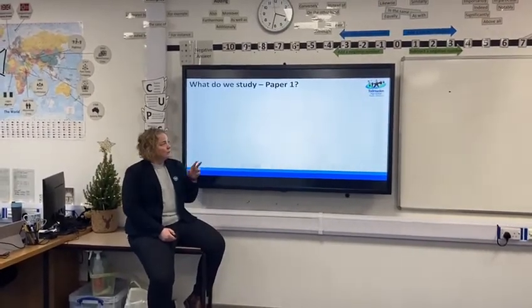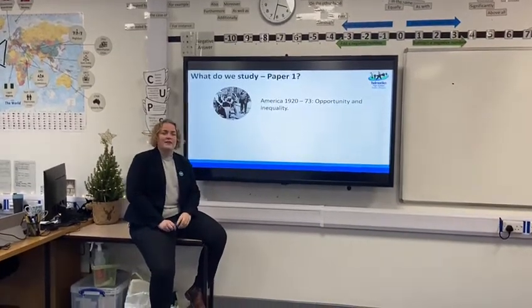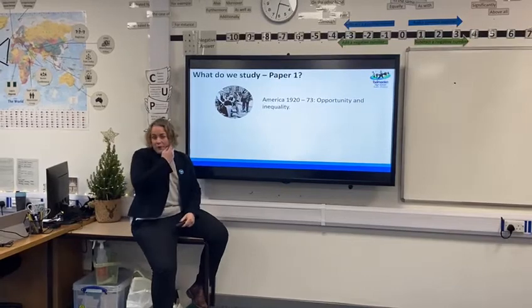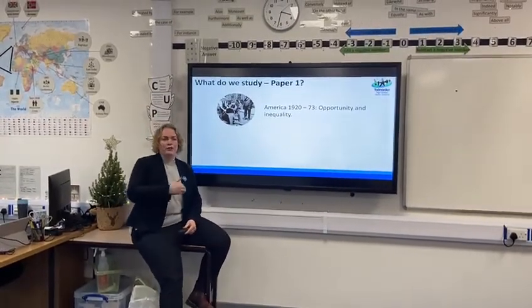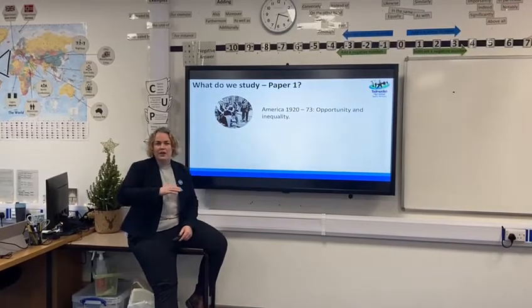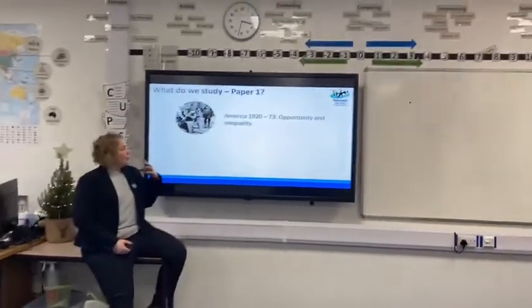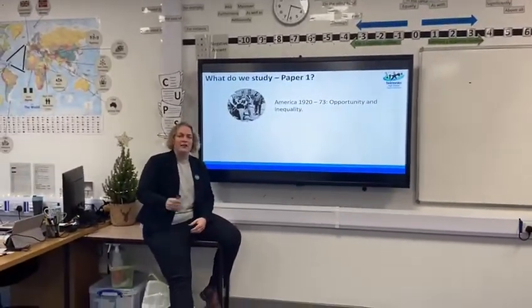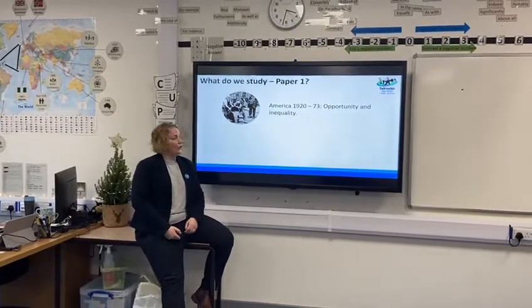So on Paper 1, you have two elements. The first one is America, 1920 to 1973. It calls itself Opportunity and Inequality because it's all about the good things that happen, but then also some of the more negative things that caused divisions in society and unrest and generally made people quite unhappy. So it covers everything from flappers and gangsters right the way through to Martin Luther King. So it's quite a diverse course.